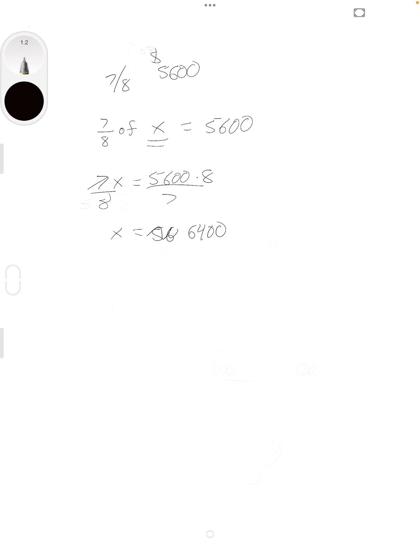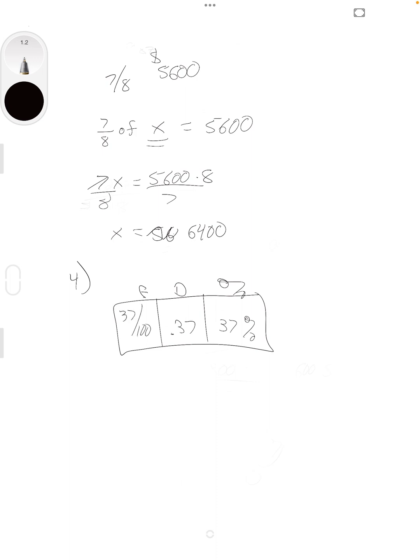Okay, so question 4 is complete the chart. If I have fraction, decimal, percent, and it's telling me the different pieces, 0.37, that's 37%. And the fraction, that's 37 over 100ths. That's it. Number 5.